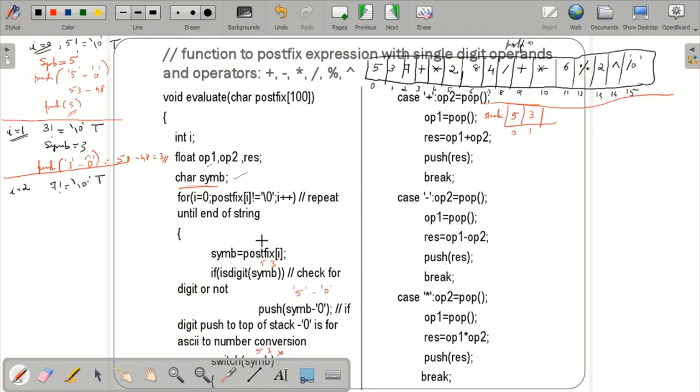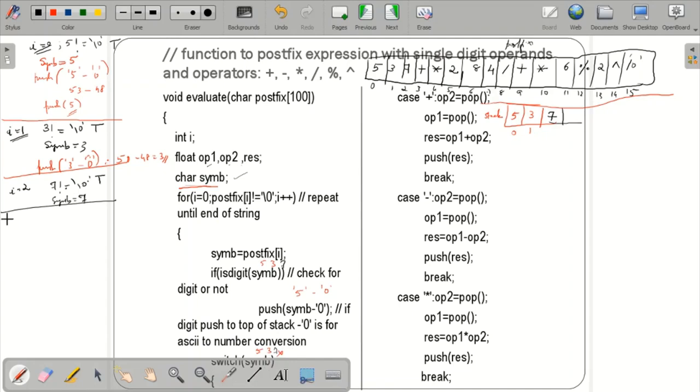So again sim is equal to 7. Sim will be 7 over here. Whether it is a digit, yes, it is a digit. If it is a digit, push ASCII value of 7 minus 0, so you will get 7 itself. That 7 will be pushed over here. So we are done with 537 over here. Now the I value will be incremented, because 7 will not go into the switch statement.